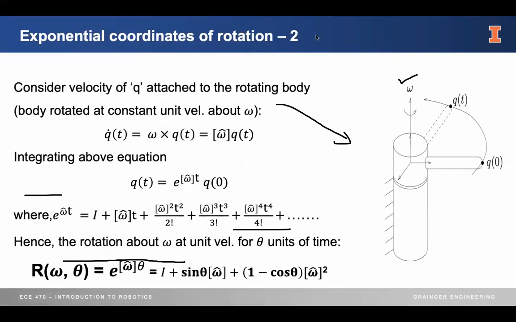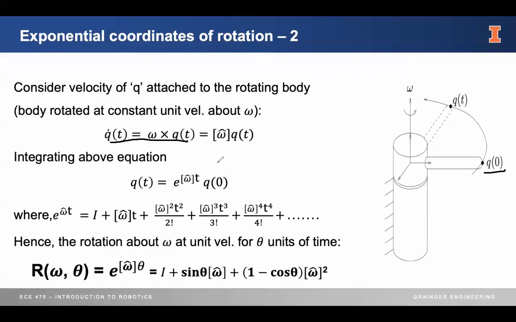To motivate our derivation, consider the velocity of a point q attached to the rotating body. If we rotate the body at constant unit velocity about the axis omega, the velocity of the point q may be written as q dot t equals omega cross q.